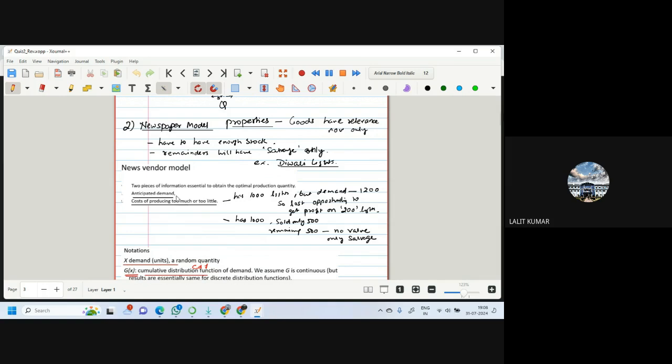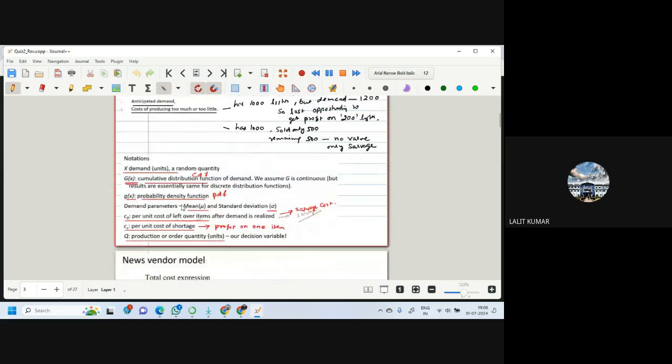And second, there are two costs. One is the cost of producing too much: you have taken too many items, you have not sold them, so finally they will go to salvage. The other is the cost of producing too little. For example, there was a demand of 1,000, but I had only 500 lights, so I am losing out on the profit on those 500 lights which I don't have. So this is the concept.